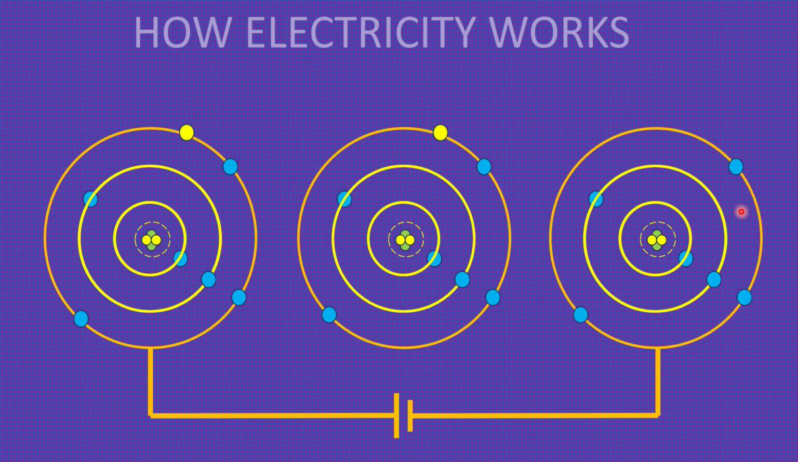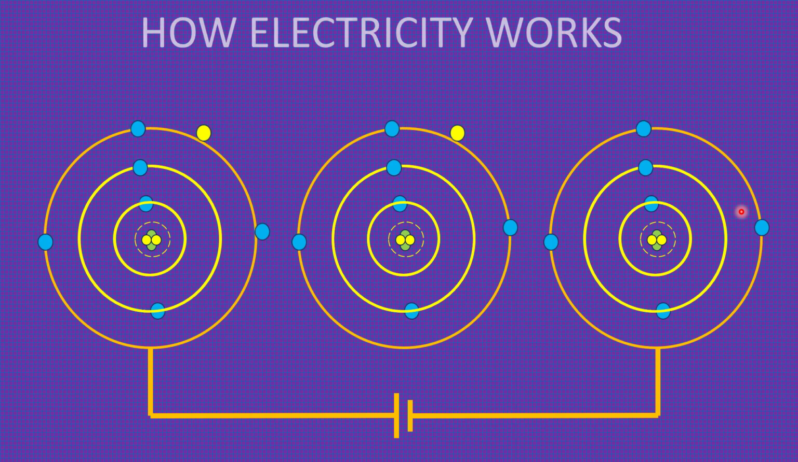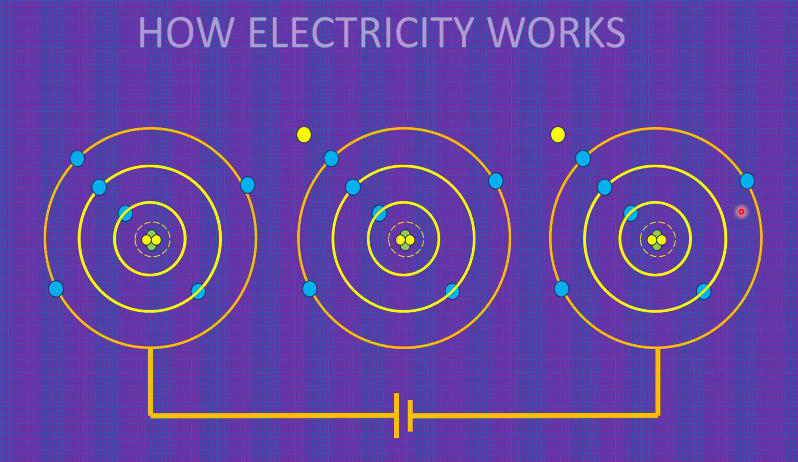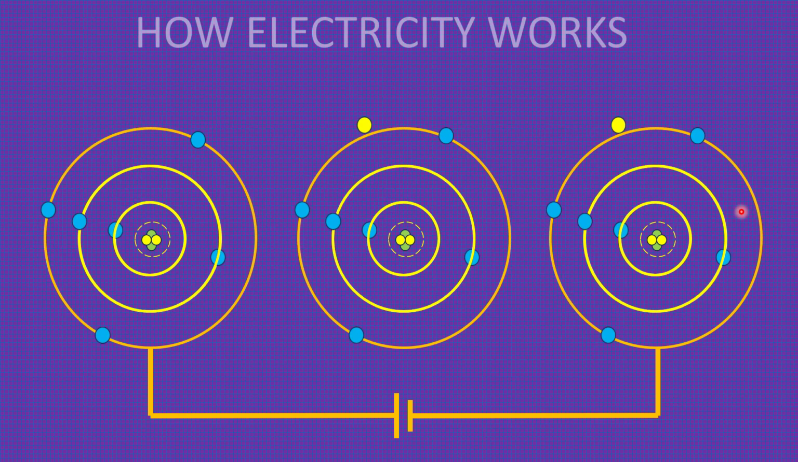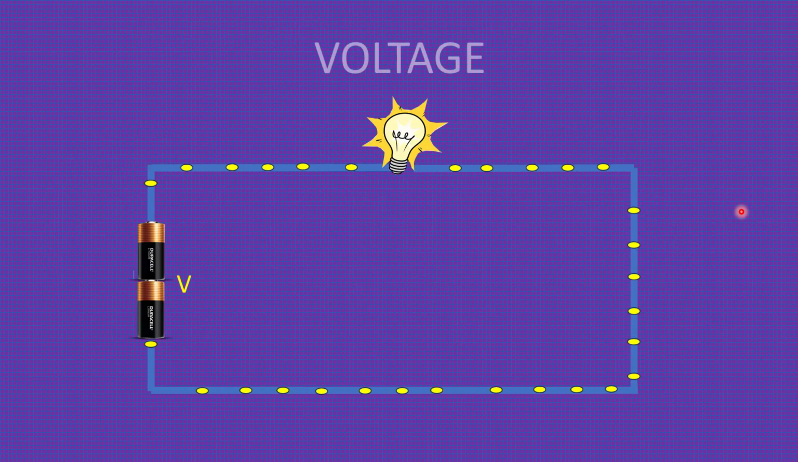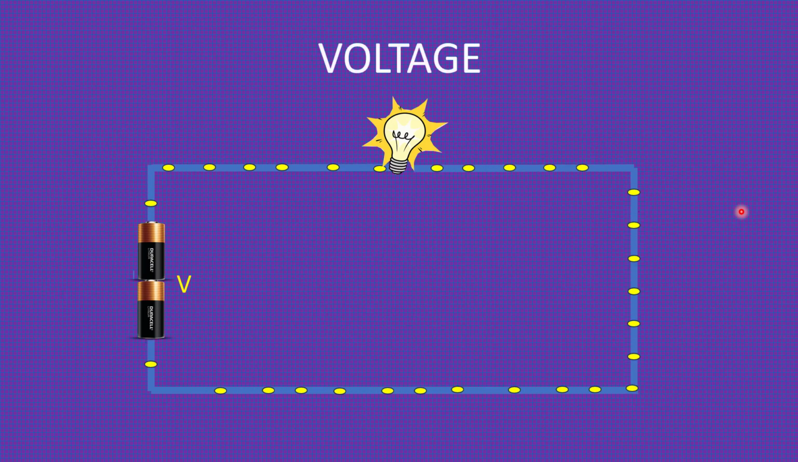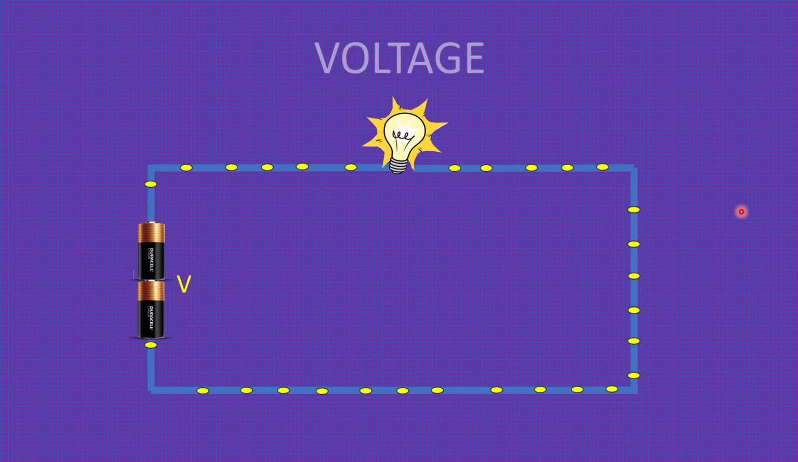If we apply a voltage or potential difference, what will happen? The electrons will move in a specific direction, causing a usable electric current. If you look at the circuit, we connect a battery or power source to the circuit. Electrons are moving in a specified direction from the negative terminal to the positive terminal. From this, we get a new term, voltage.